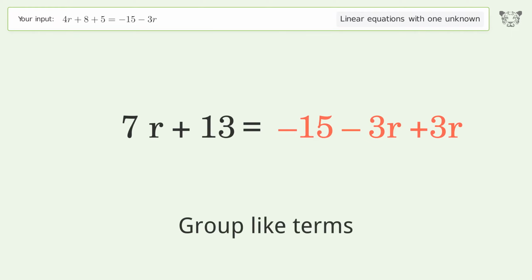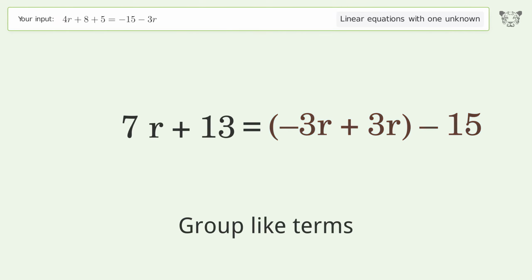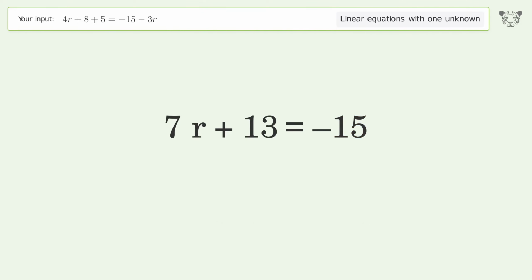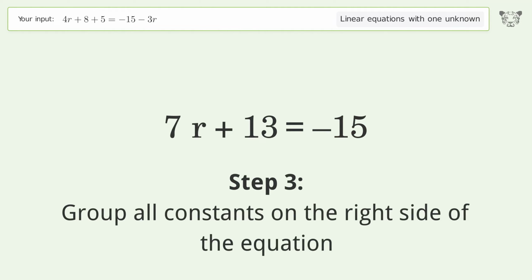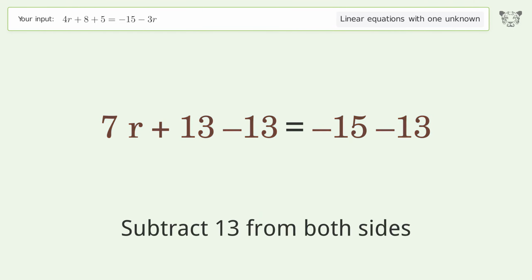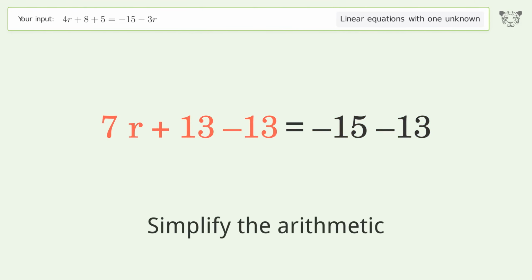Group like terms. Simplify the arithmetic. Group all constants on the right side of the equation. Subtract 13 from both sides. Simplify the arithmetic.